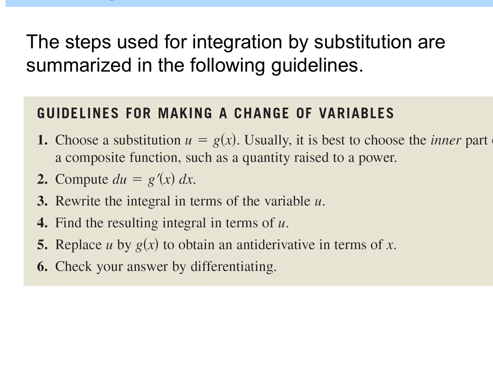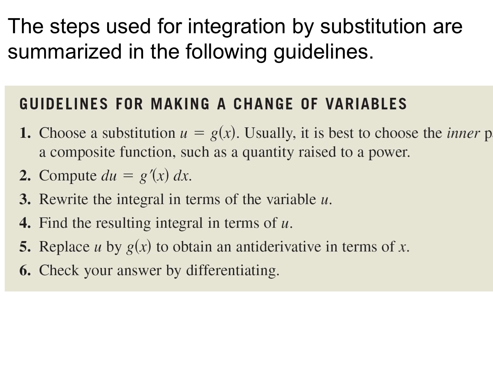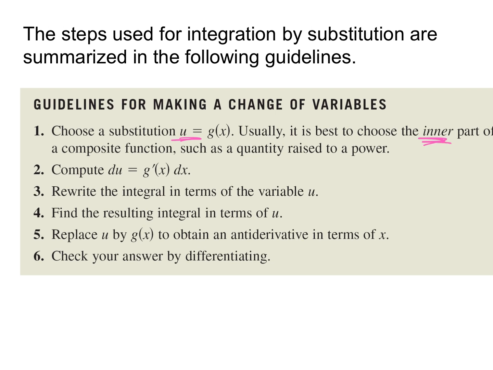On the next page, we have guidelines for making change of variables. So we want to choose a substitution. So we're going to find what u equals. It's usually best to choose the inner part of a composite function. Then we want to find what du equals, which is going to be the derivative of u. We want to rewrite the integral in terms of the variable u. Then find the resulting integral, replace u by g of x, or replace the u back with the x's, to obtain the antiderivative. And then you can check your answer by taking the derivative of your answer, and that'll give you the original question.